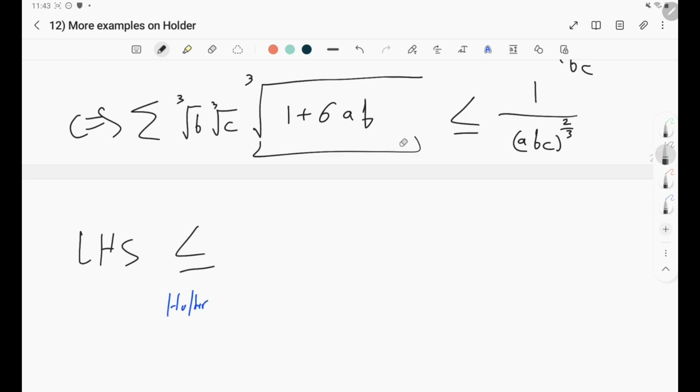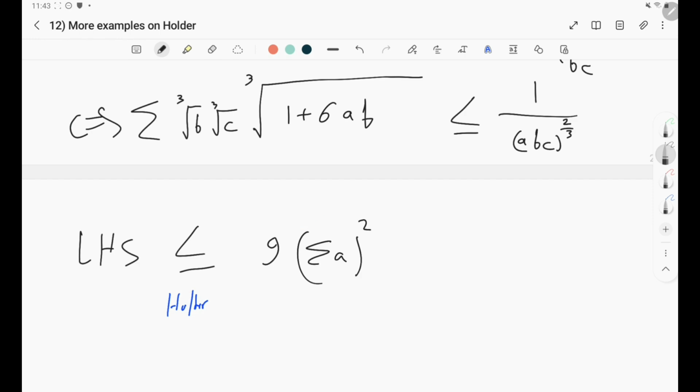If you apply Hölder on this, it's going to be sigma of this thing, which is just 3 plus 6 sigma AB, which is 1. So it's actually 9. And this thing is now sigma A, and this thing is sigma A also. So it's sigma A all squared.